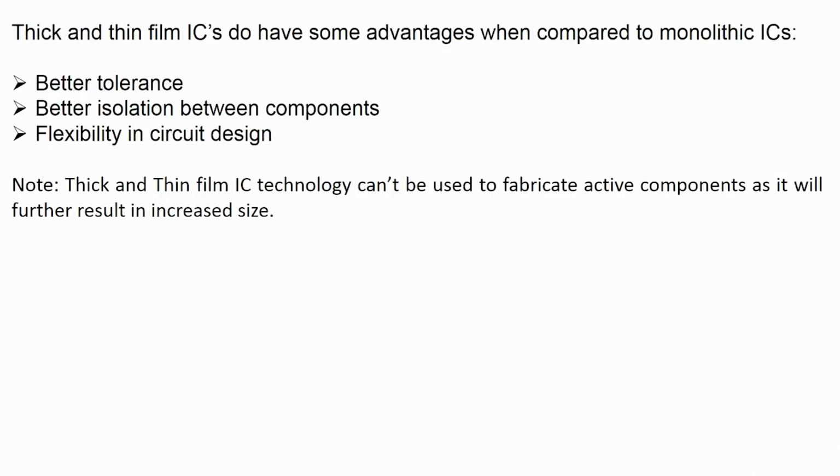Now, let us go to the advantages of thick film and thin film ICs, right, compared to monolithic ICs. First, it has better tolerance, you can control the thickness, right, better isolation between components, and flexibility in circuit design, right. However, thin film or thick film can be used to fabricate active components, but it will result in increased size. It is not that it cannot be used, but it will result in an increase in size, right.